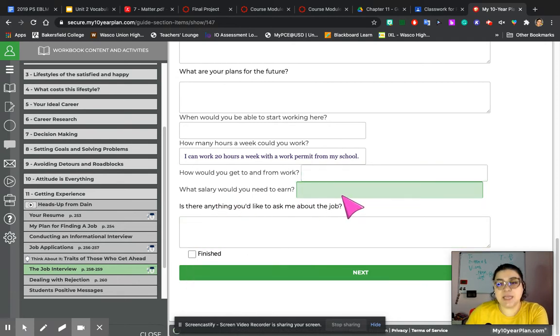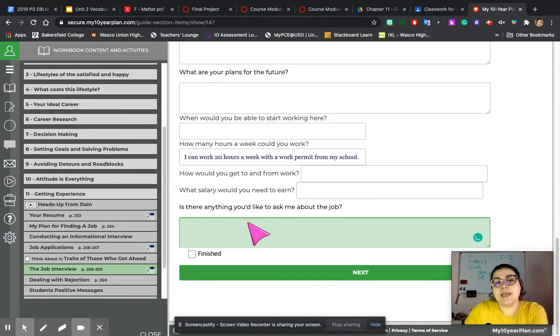The salary, again, you can say a little bit above minimum wage, but don't go ham. Don't go crazy. It's not going to work for you. They'll just laugh at you and then you're not going to get hired. So just say, I am comfortable with starting at minimum wage, because we're pretending this is going to be your first job, your first official job. Okay. And then at the bottom is your opportunity to ask them questions.